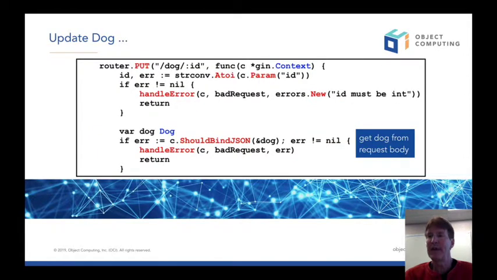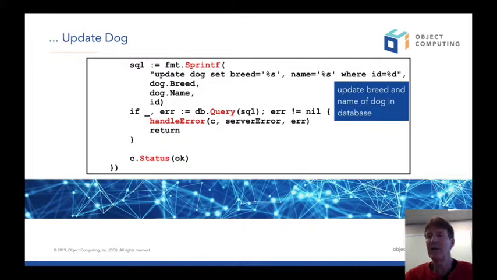This route is for updating a dog. It gets the ID of the dog to be updated from a path parameter. This should be an int. If it is not, a bad request HTTP status code is returned. The request body should contain a description of the dog being updated. Both the breed and the name can be modified. If the body does not contain the expected JSON, a bad request HTTP status code is returned.